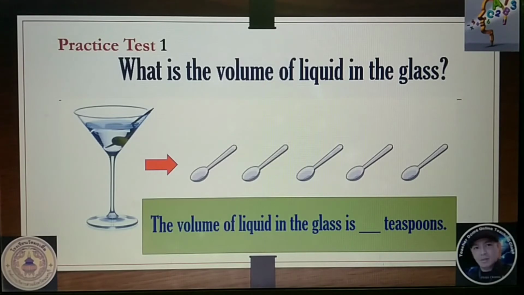Practice test number 1. What is the volume of liquid in the glass? The volume of liquid in the glass is teaspoons.